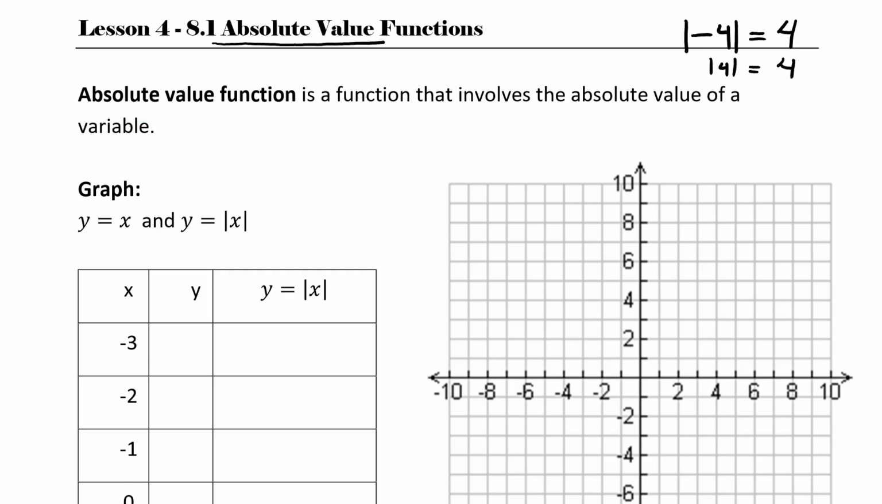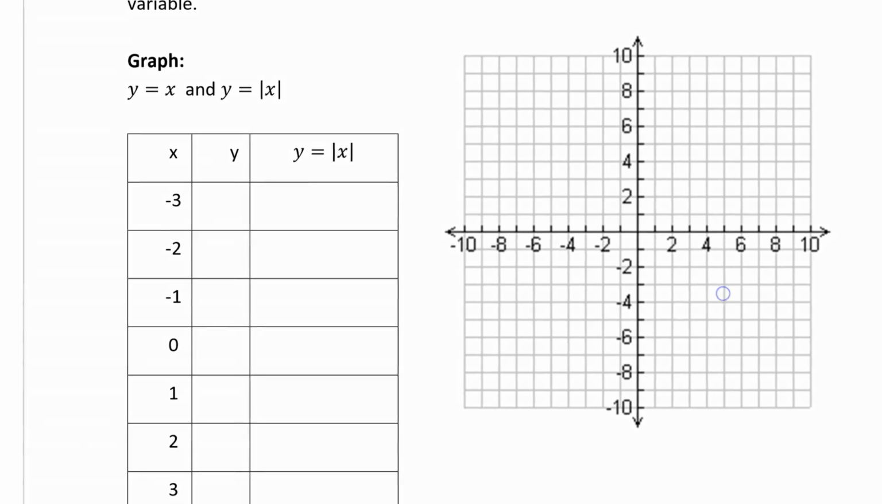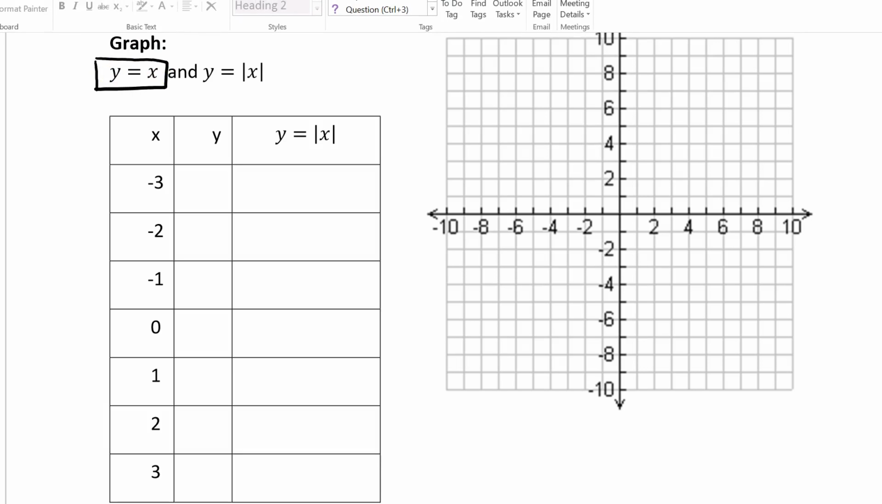So what we're going to do now is start the parent function, or I like to call it the mother function, and we're just going to see what it looks like. So graph y equals x, and I'm going to do that in black, and we also want to graph the absolute value. I'm going to do that in red.